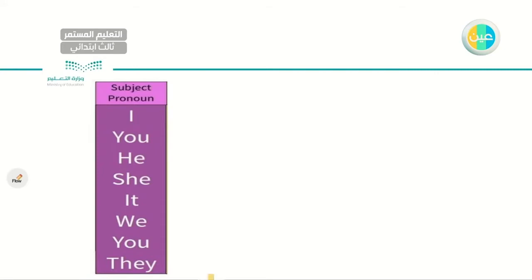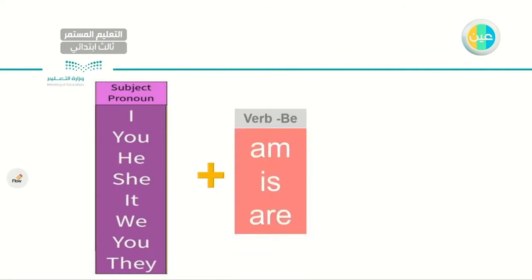Okay, what comes after that, my dear student? What shall I have after the subject pronouns? I must have verb be. What kind of verb be will we be using? As you can see, am, is, are. Very good.